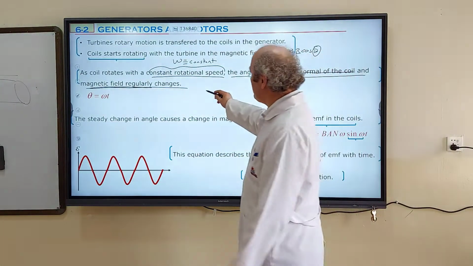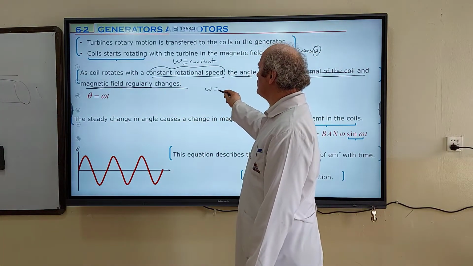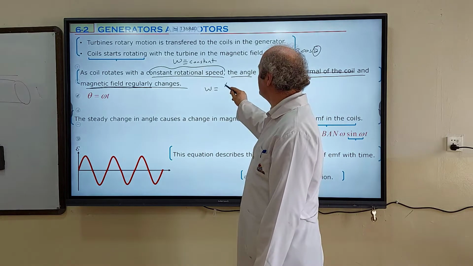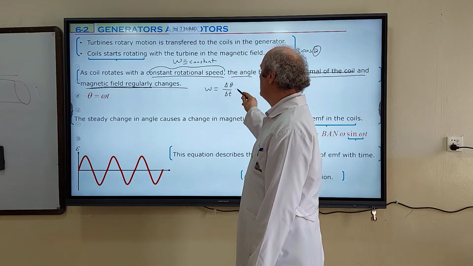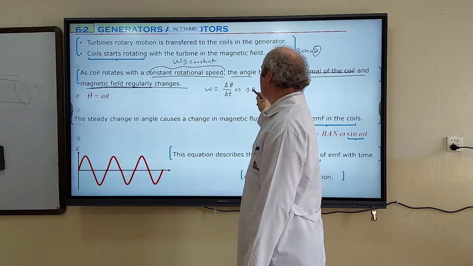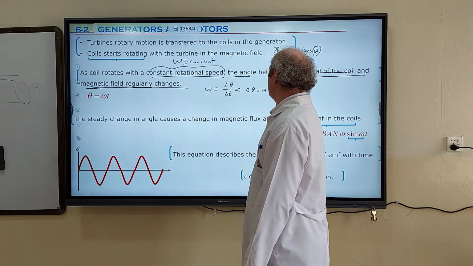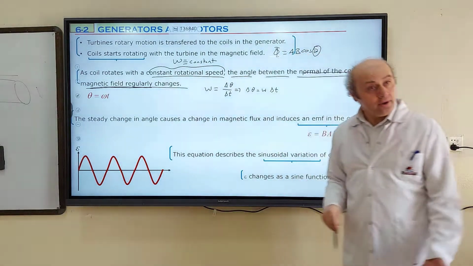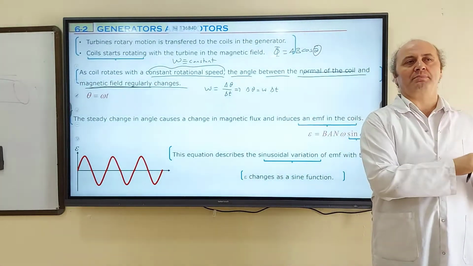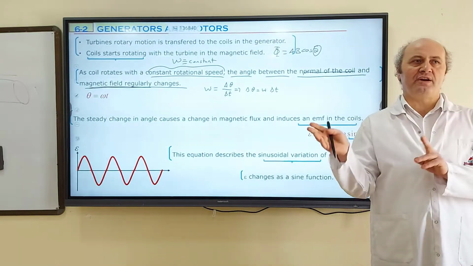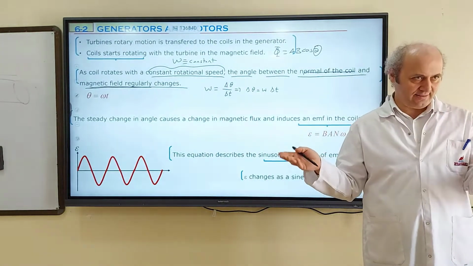And we know from chapter 1, section 1, omega is equal to delta theta over delta t. So delta theta is equal to omega times delta t. Okay, this is for some certain interval of time. For example, the question was like this: for the first 5 seconds, the next 2 seconds, delta t.